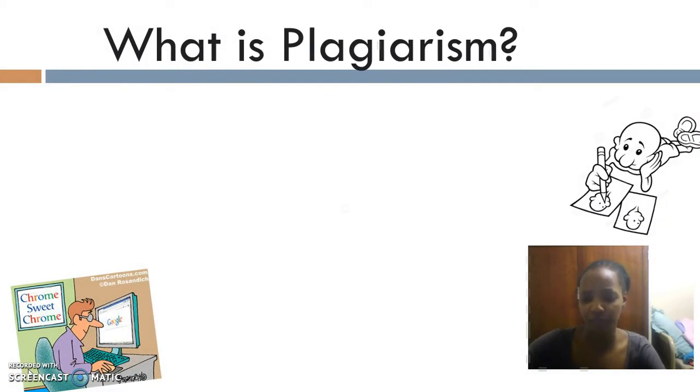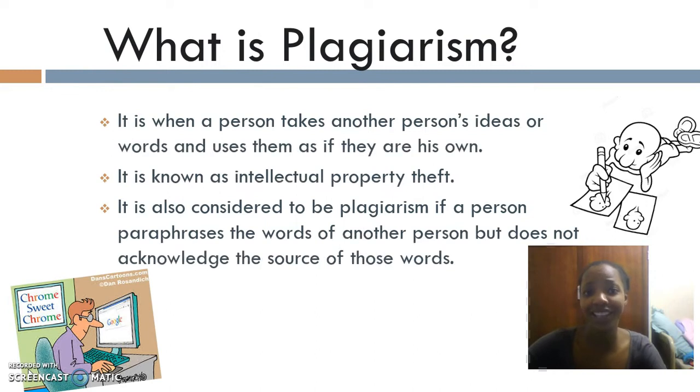What is plagiarism? Plagiarism is when a person takes another person's ideas or words and uses them as if they are his own. It is also known as intellectual property theft. It is considered to be plagiarism if a person paraphrases the words of another person but does not acknowledge the source of those words.